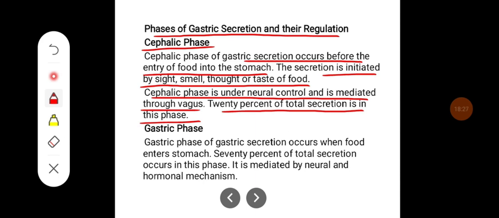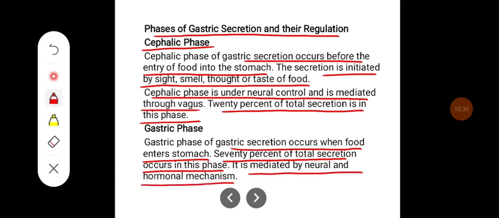Gastric phase. The gastric phase of gastric secretion occurs when food enters the stomach. 70% of the total acid secretion occurs in this phase, and it is mediated by neural and hormonal mechanisms.